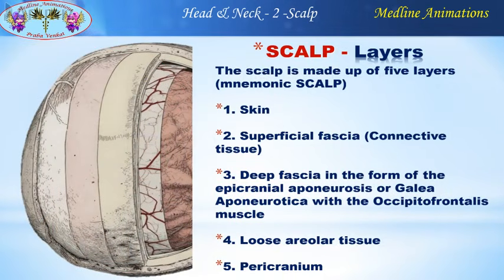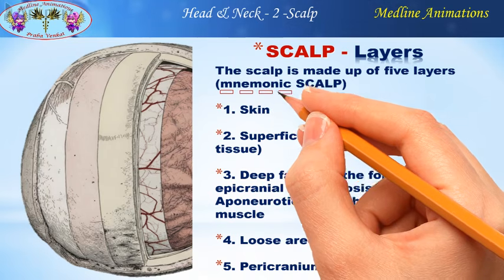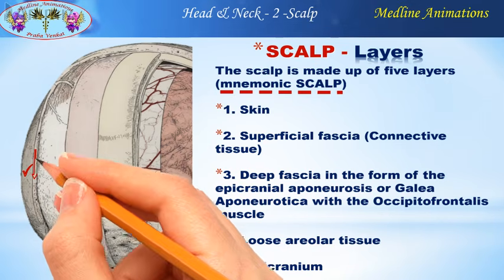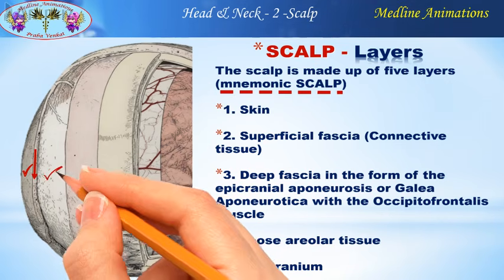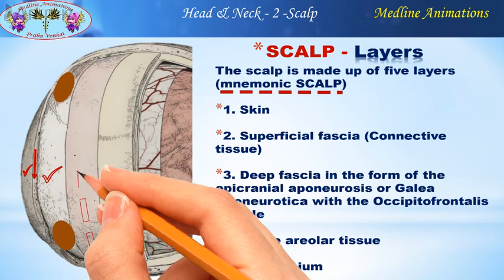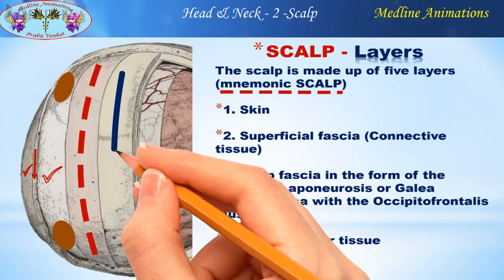The scalp is made up of 5 layers. The term SCALP itself is the mnemonic, and the layers are skin, connective tissue or superficial fascia, aponeurosis. This layer contains the deep fascia in the form of the epicranial aponeurosis or galea aponeurotica with the occipitofrontalis muscle. The 4th layer is the loose areolar tissue and the pericranium.